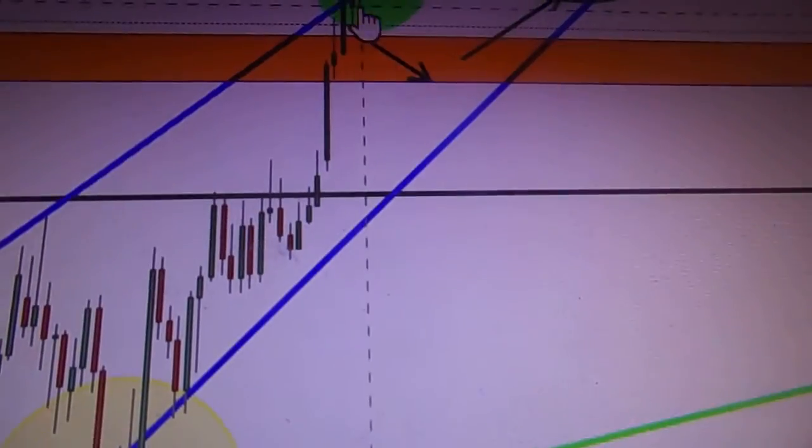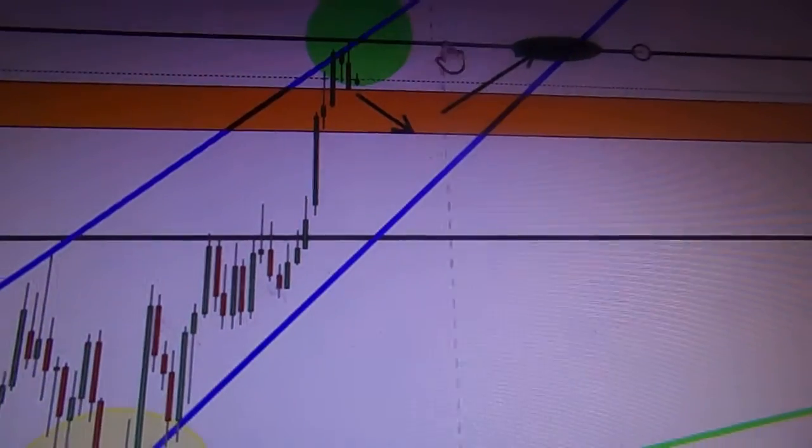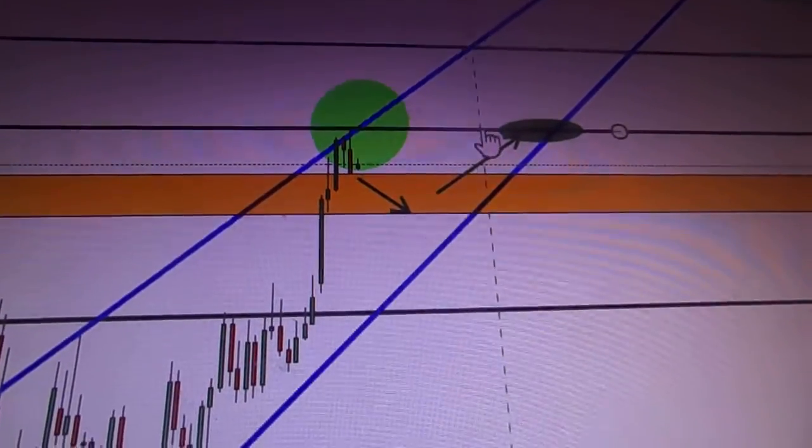Price is supposed, I'm saying right here, price is supposed to go down right here, and it will test this trend line right here. In this area, it should test this trend line and this support/resistance line, and it should be resistance.